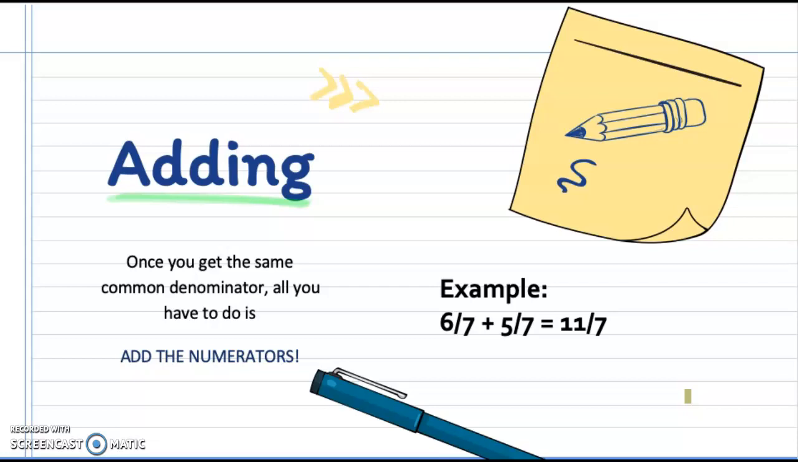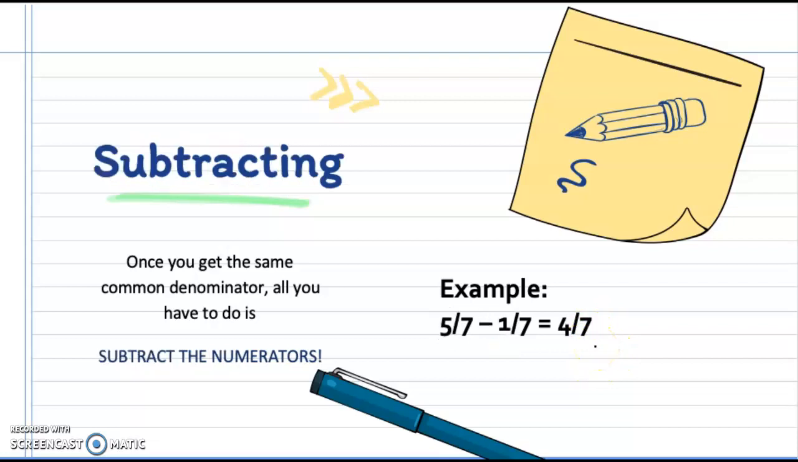For adding, once you get the same common denominator, all you have to do is add the numerators. The example I provided is 6 over 7 plus 5 over 7. When we look at this, we see that 7 and 7 are the same, so we do not have to worry about finding the least common multiple because the denominators are already the same. All we have to do is add the 6 and the 5, and what we get is 11, and then keep the denominator the same. So your answer will be 11 over 7.